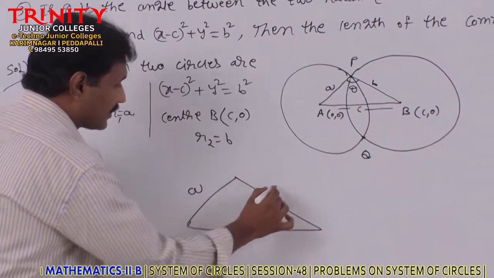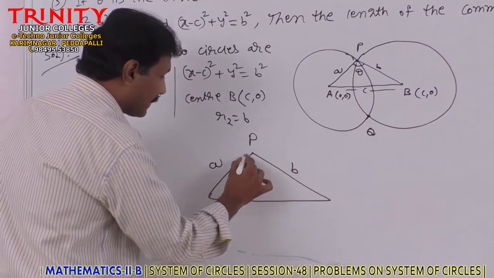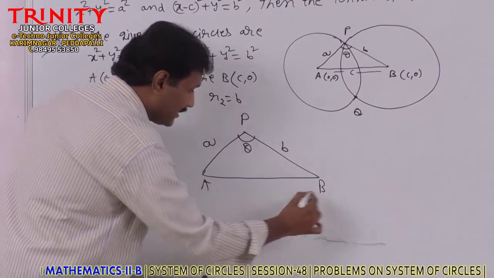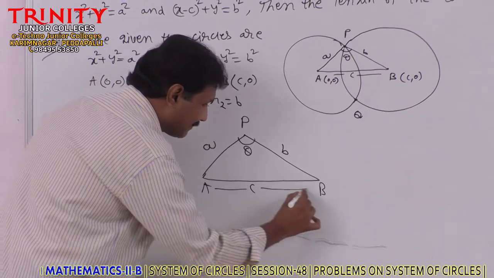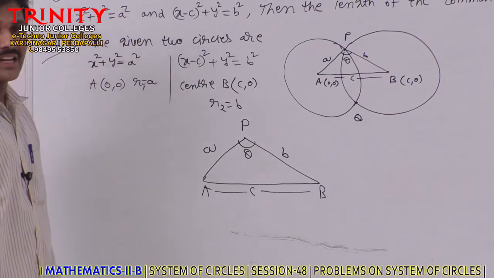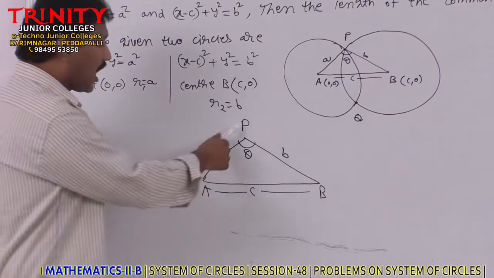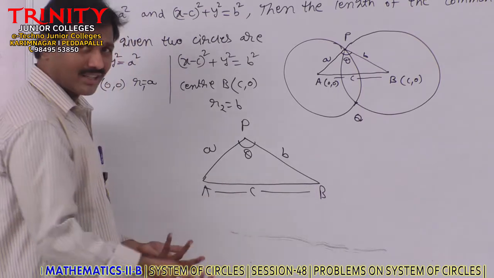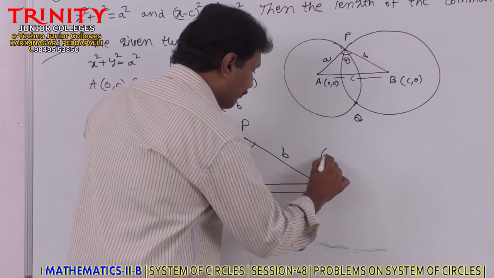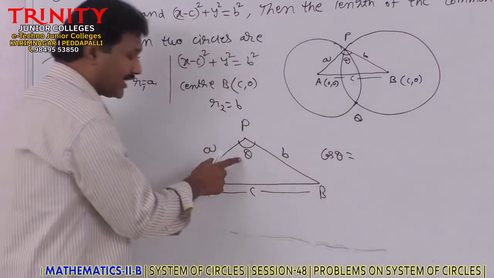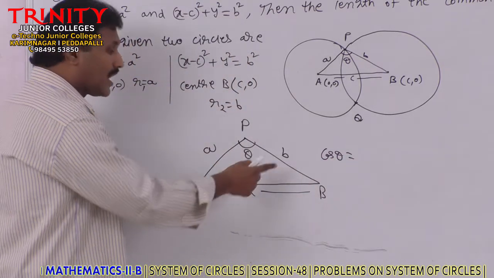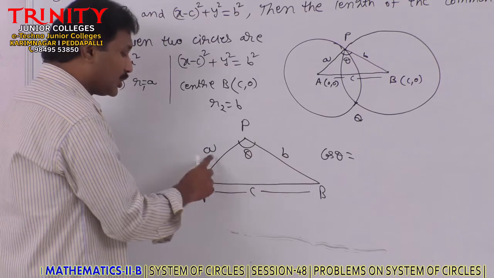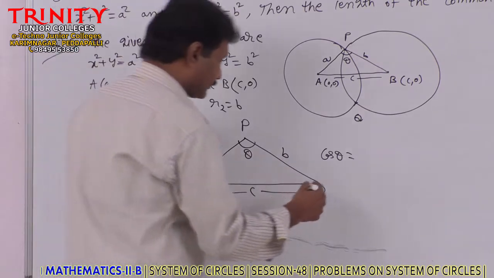This is A, this is B, this is B. The total angle is theta, and the distance between the centers A and B is C. From the properties of a triangle, we know the law of cosines: cos theta equals B square plus A square minus C square by 2AB.